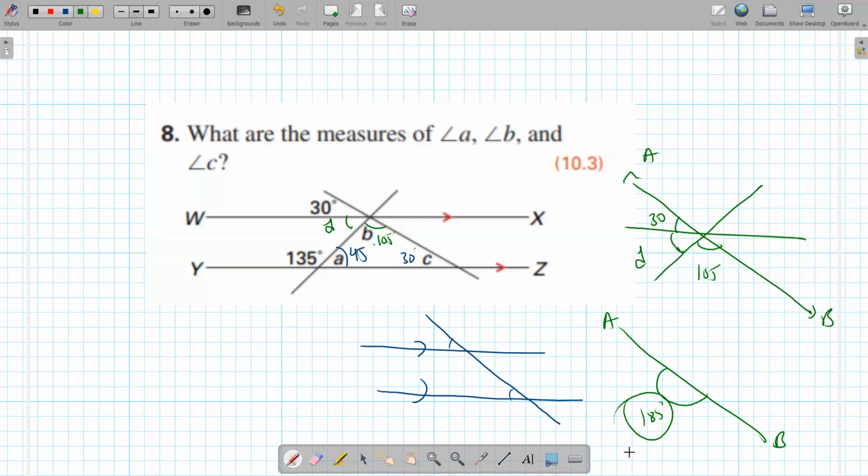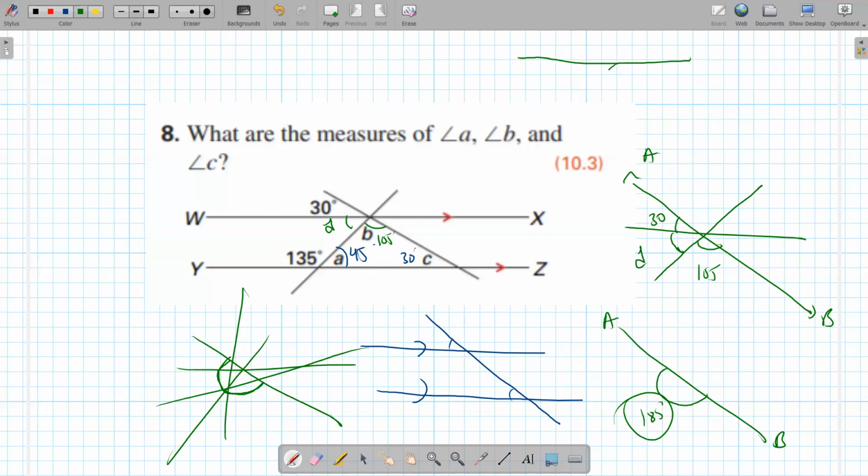180. Even if there are 10 angles, right? Something like this here, something convoluted. You see all these angles, they would add up to 180. Okay? So this is 30, this is 105. What's angle D? Is it 45? It is 45. So now we know that is 45. We could have actually found that using this rule as well.